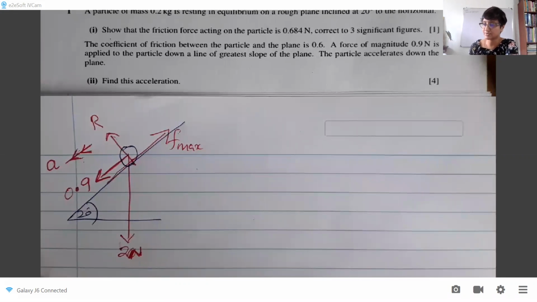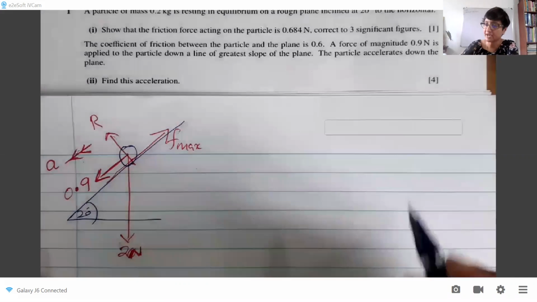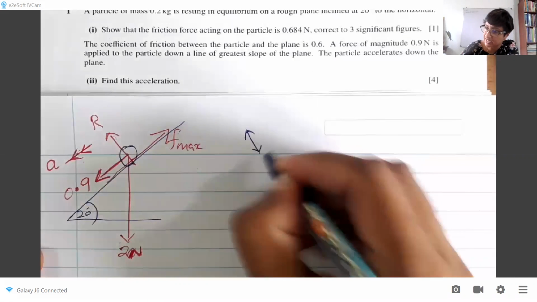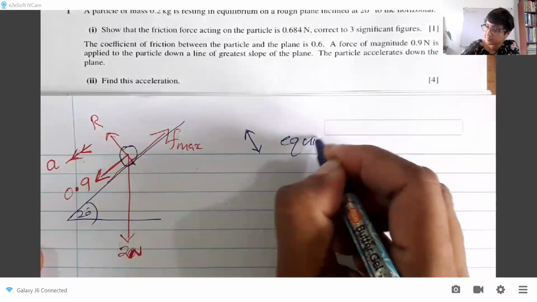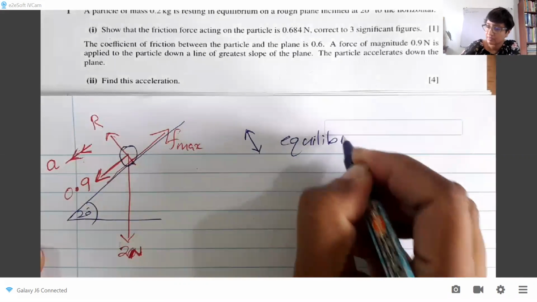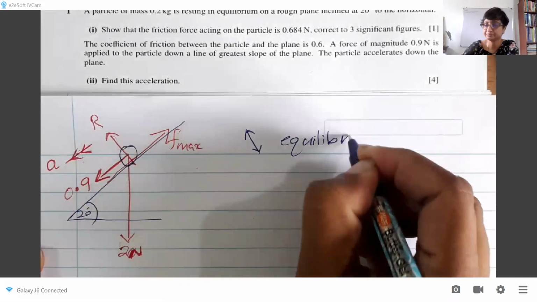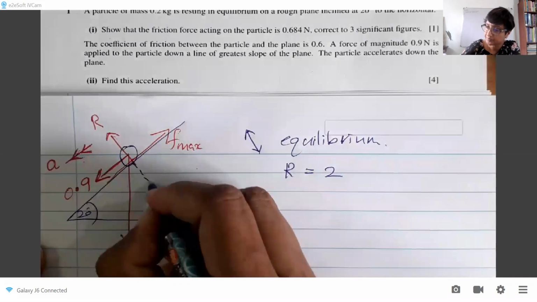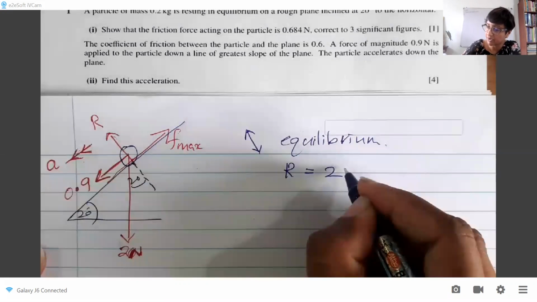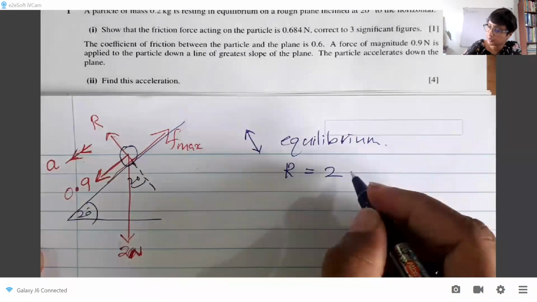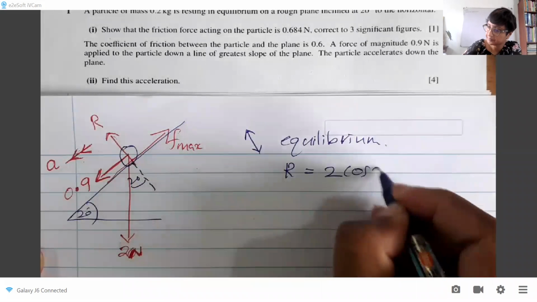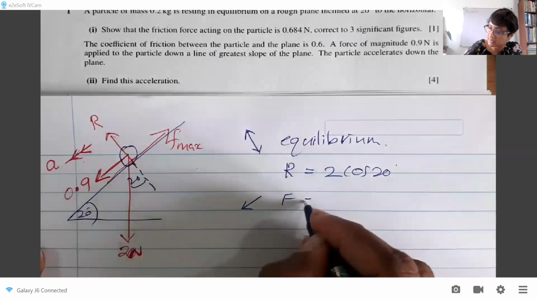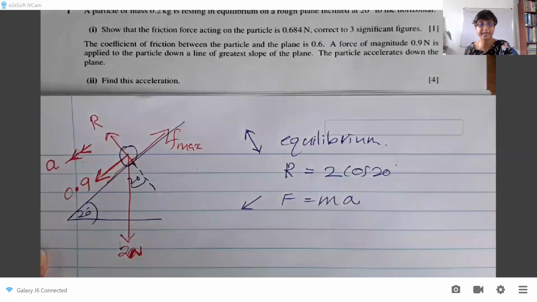Right. So those are the forces, and you have to find A. F equals ma. Vertically it is in equilibrium. So R is equal to 2 cos 20, we found it earlier, I think. And then this way it is not in equilibrium, it is moving. So you can apply F equals ma downwards.